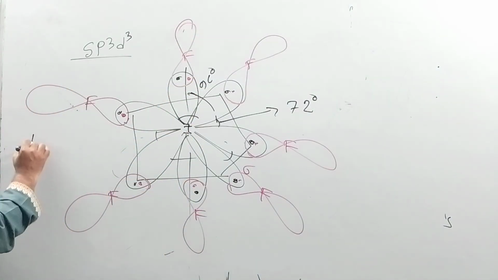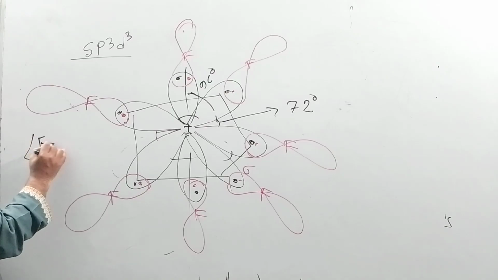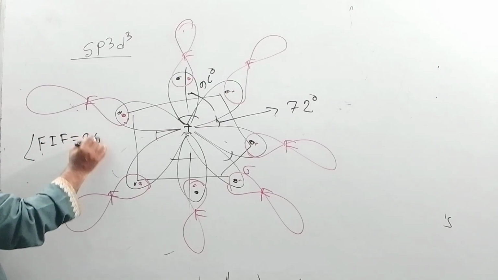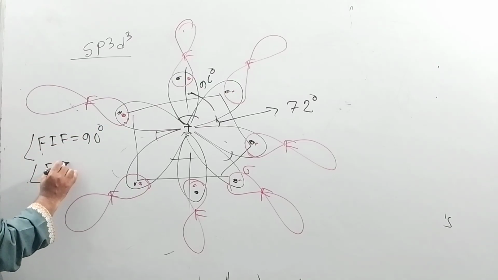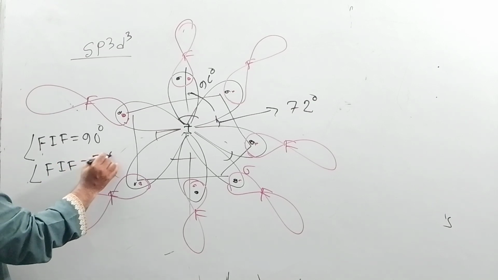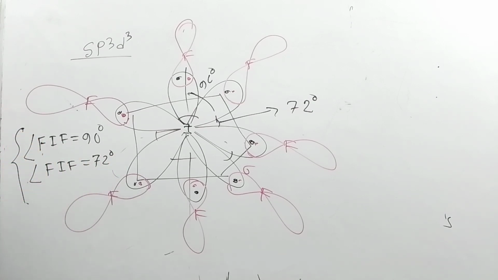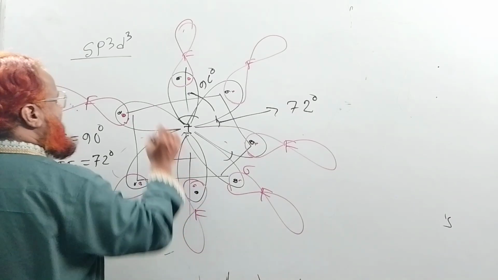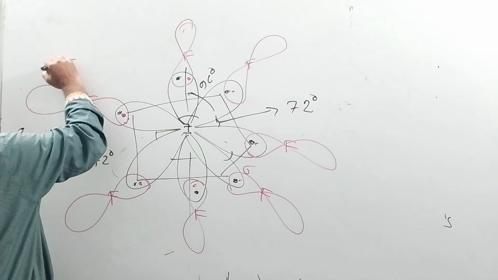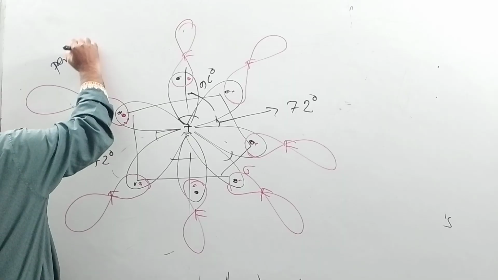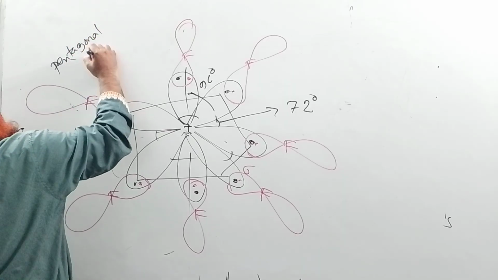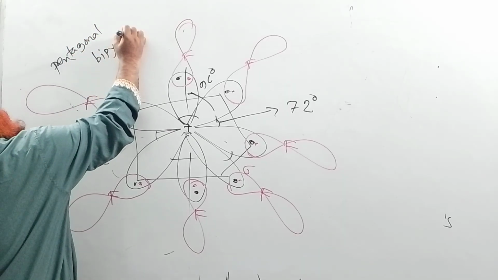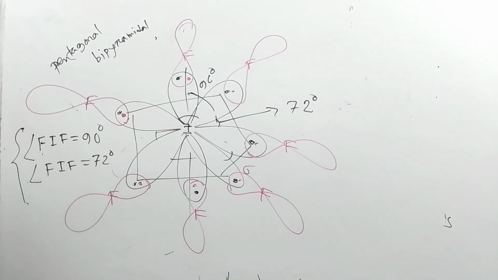So, here we can write, one is 90 degree, another is 72 degree. I think you are clear about this diagram. So, this is pentagonal bipyramidal. What is the shape here? Pentagonal bipyramidal. Okay. So, dear student, this is your example of sp3d3 hybridization of IF7.